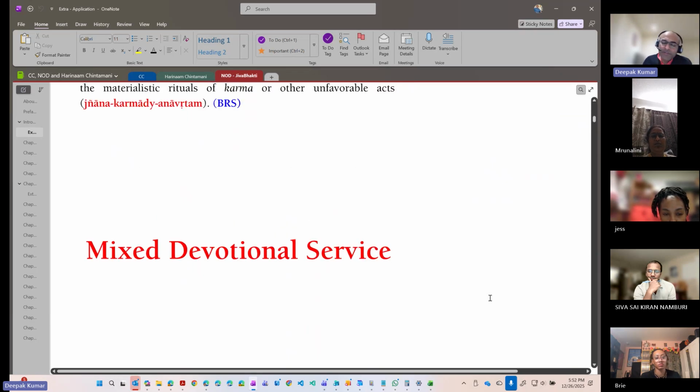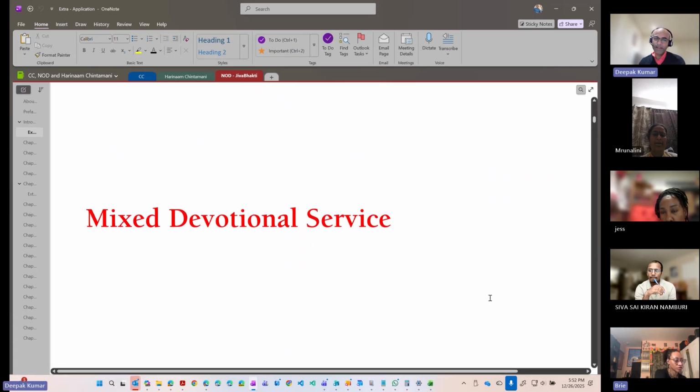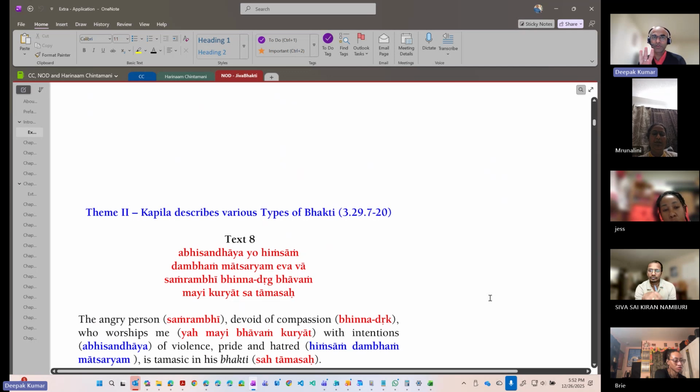So this is where we will be bringing in the concept of mixed devotional service. Okay, mixed devotional service. By the name, what do you think? What is mixed devotional service? What does it mean? There's desire mixed inside of your bhakti. Yeah, so it's just not okay. So we'll be going through three definitions of mixed devotional service.